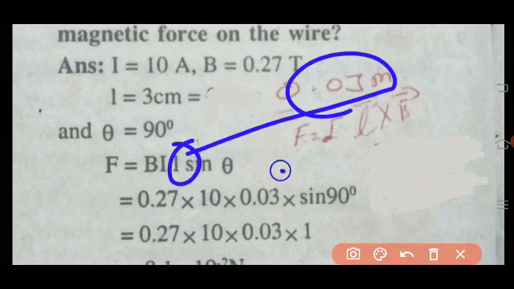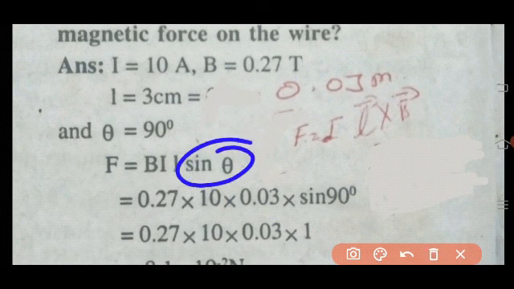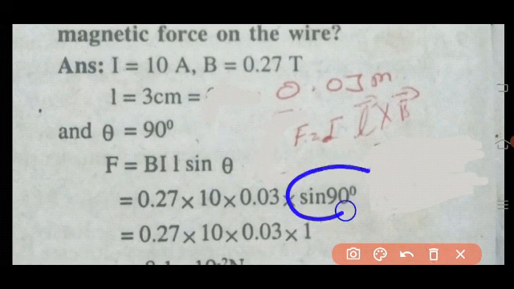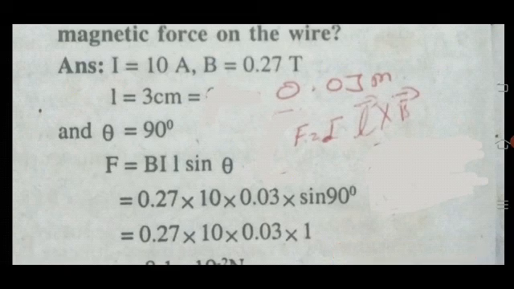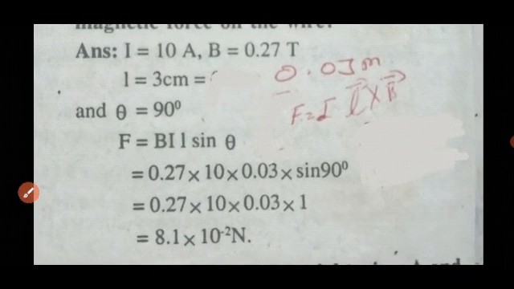The length is 0.03 meter. Then sin theta, where theta is 90 degree, and we know sin 90 is 1. When you solve the problem, you will get this much answer. Here we found only the force, so the unit is Newton.